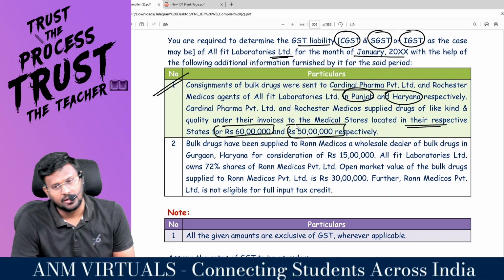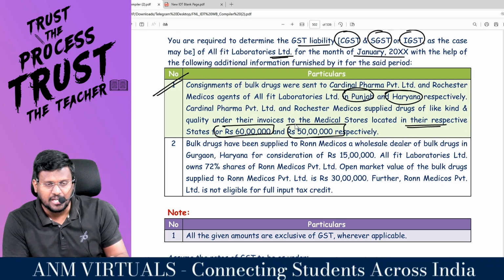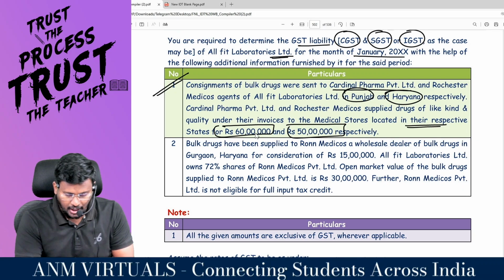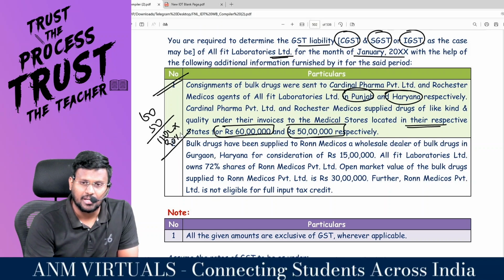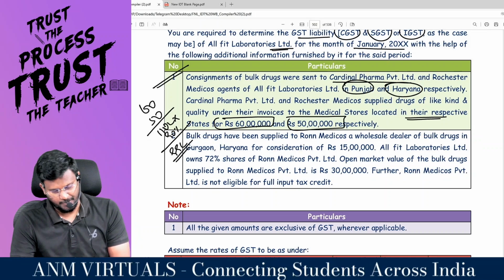That means, as we all know, either you can take the open market value or 90% of the price charged by the recipient to his unrelated customer of like kind and quality. So you have to add this: 60 lakhs plus 50 lakhs comes to 110 lakhs into 90 percent. 110 lakhs into 90 percent will be the value of supply.